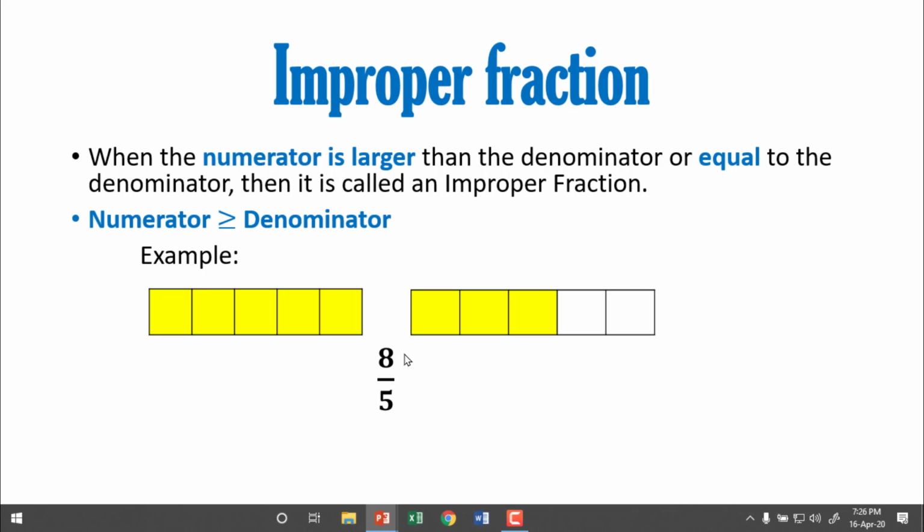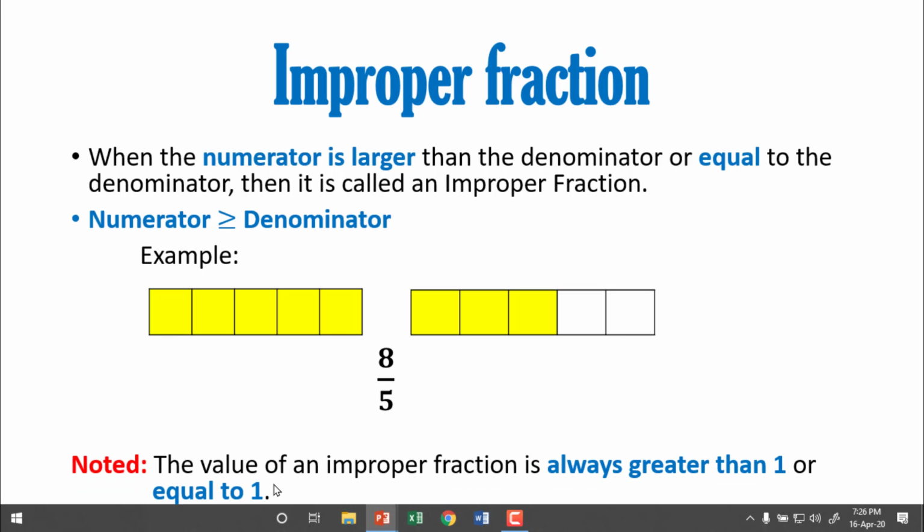Here 8 is greater than the denominator 5, that's why we can say that this fraction is an improper fraction. Remember that the value of an improper fraction is always greater than 1 or equal to 1. That means if you divide this 8 by 5, your answer will be greater than 1, or sometimes your answer may be equal to 1. Let's see some other examples of improper fraction.